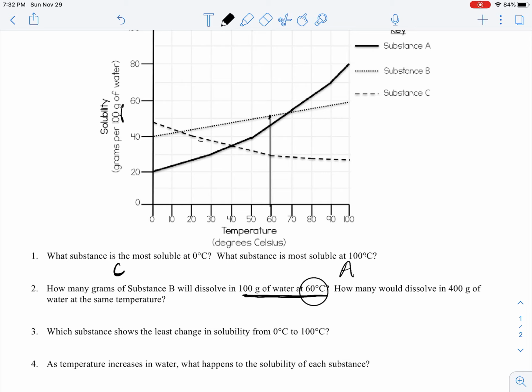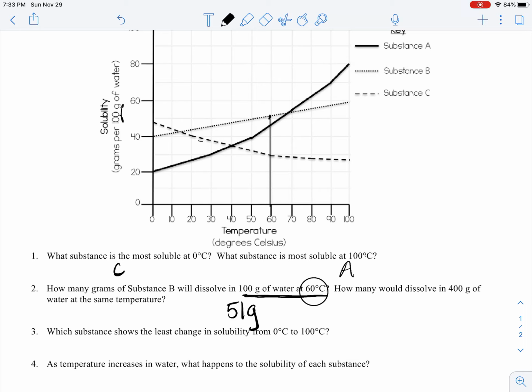So then you just have to look over, and you can see that it's a little bit above 50. You might want to say 51. So the first one is 51 grams. Okay? And then it says how many would dissolve in 400 grams of water at the same temperature.